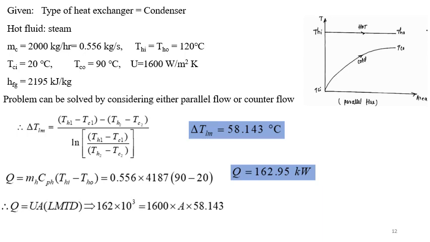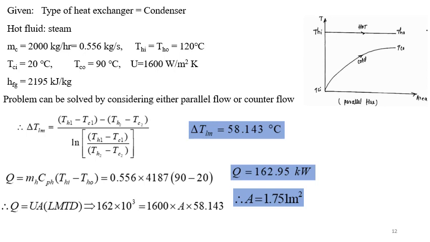Therefore Q is equal to UA into LMTD. Substitute all the values. Q is calculated as 162.95 into 10 to the power 3 watt, which is equal to U, given as 1600, and A is unknown, and delta T is calculated, and you will get area is equal to 1.751 meter square. Now they asked to calculate the mass of condensate m dot. That we can calculate by knowing the relation: Q is equal to the rate of heat given by the hot fluid, which is equal to the mass of condensate into latent heat. Q is equal to m dot into HFG.